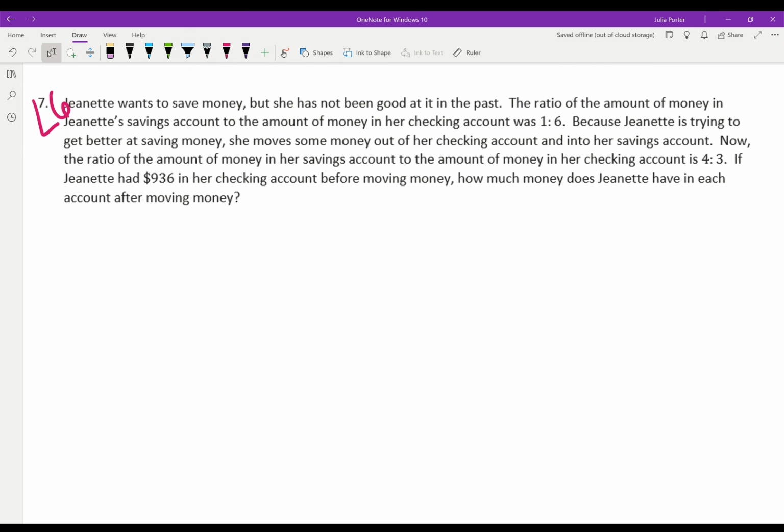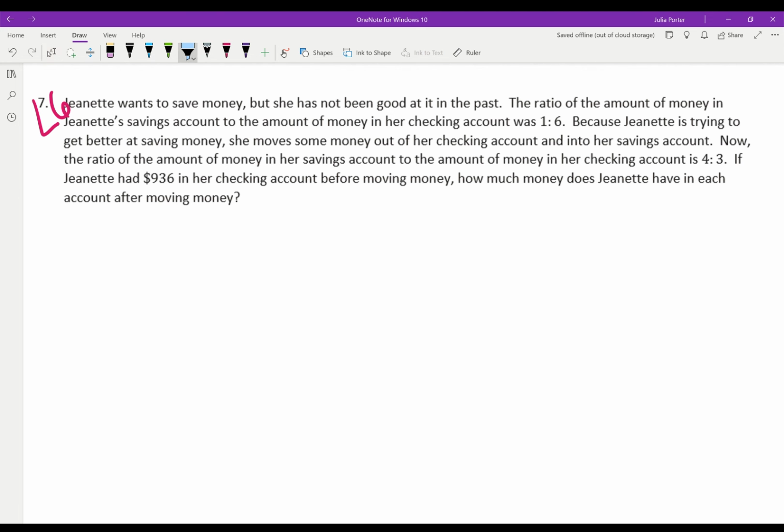We got Jeanette wants to save money, but she has not been good at it in the past. The ratio of the amount of money in Jeanette's savings account to the amount of money in her checking account was 1 to 6. Because Jeanette is trying to get better at saving money, she moves some money from her checking account to her savings account. Now the ratio of the amount of money in her savings account to the amount of money in her checking account is 4 to 3. If Jeanette has $936 in her checking account before moving the money, how much money does Jeanette have in each of the accounts after moving the money?